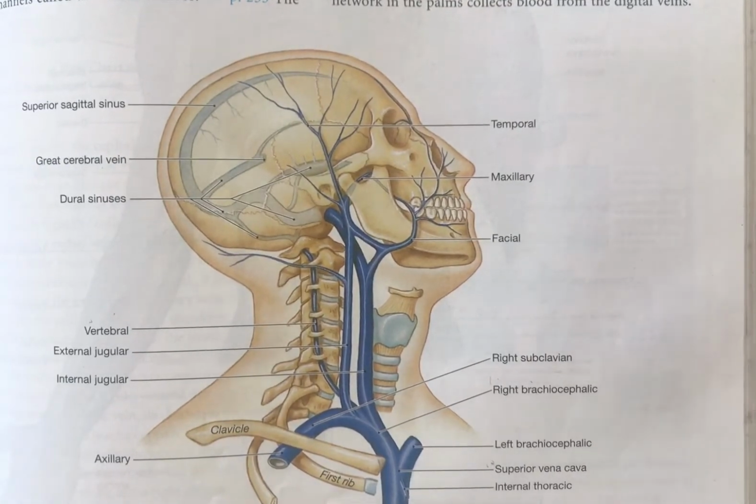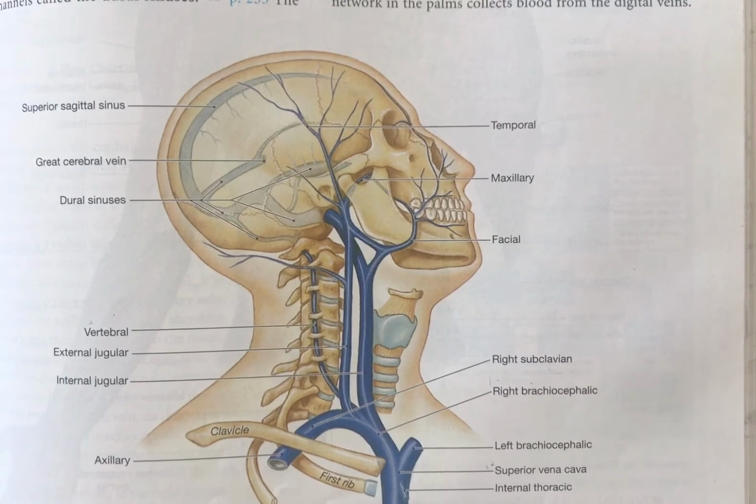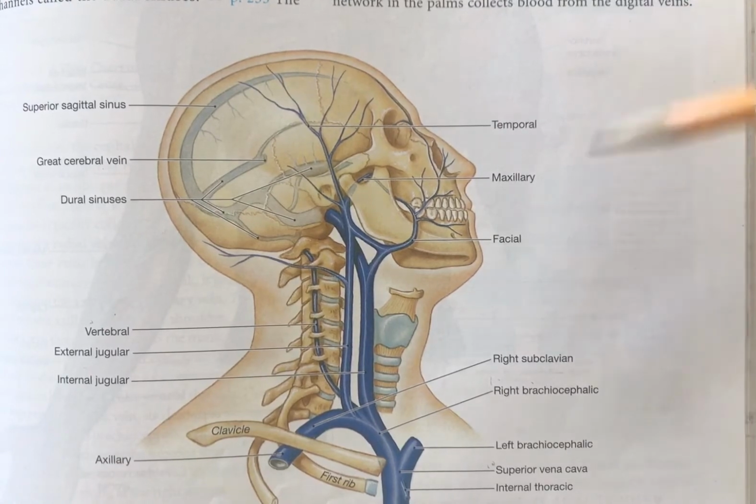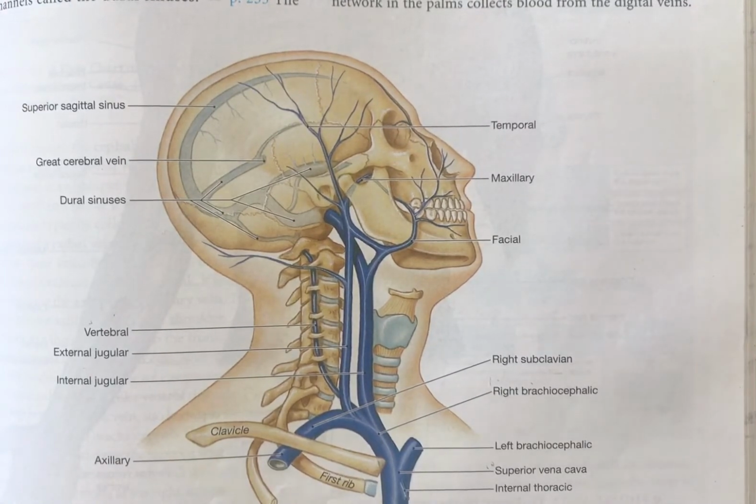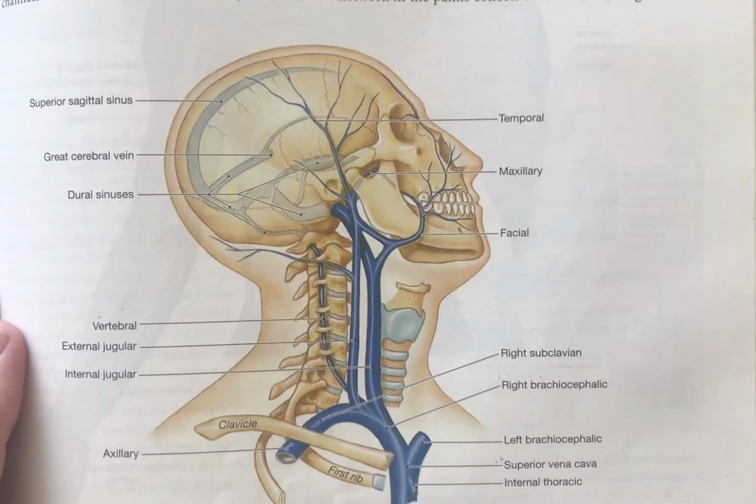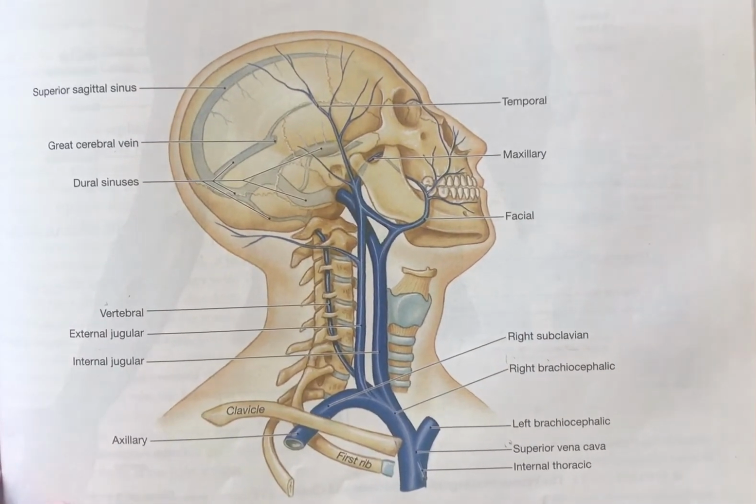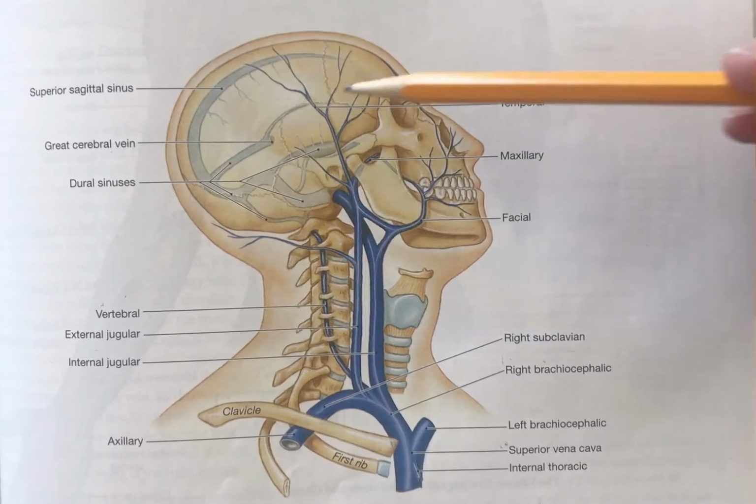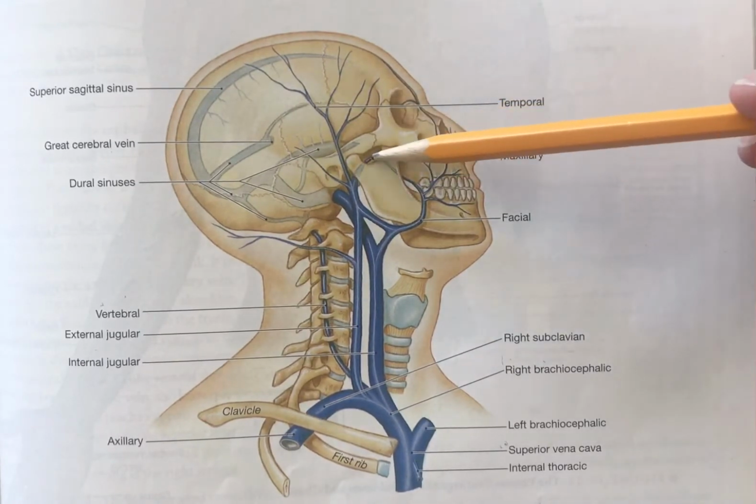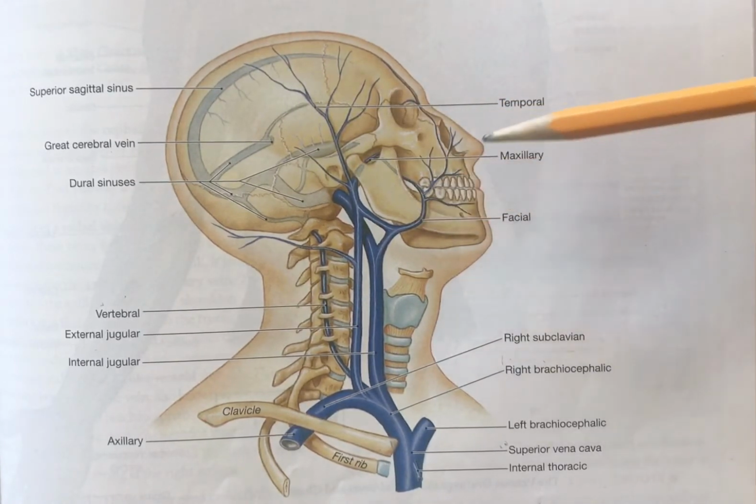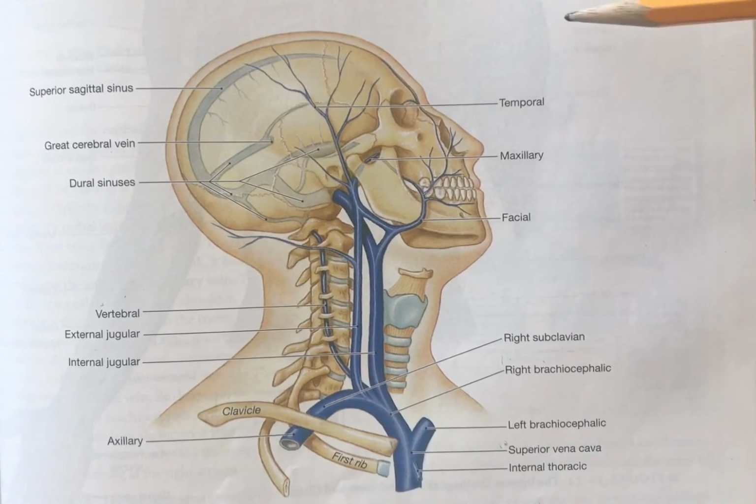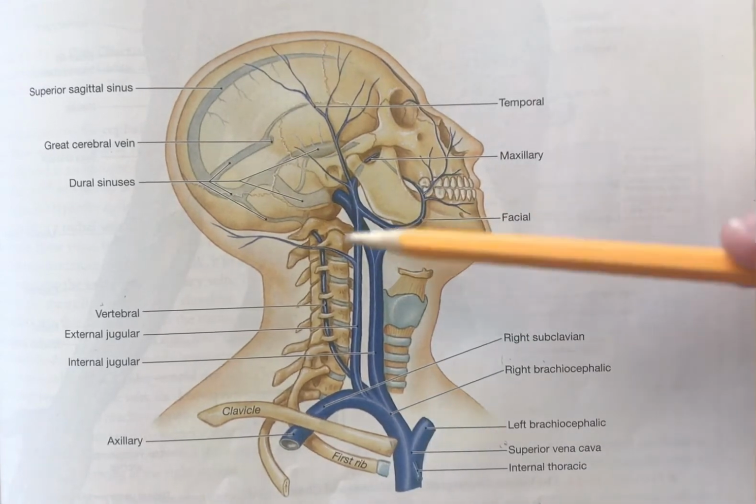Okay, so today we're going to be talking about the veins of the head and the neck, but I'm mainly going to concentrate on the neck here, and I want to work my way down to how these drain into the heart. So you can see we have the temporal artery here, and we have the maxillary artery and the facial artery, but the main thing I'm concerned about here is these arteries in the neck.